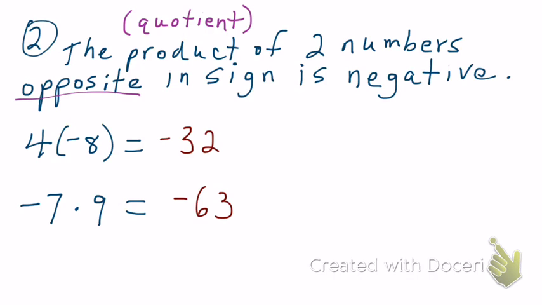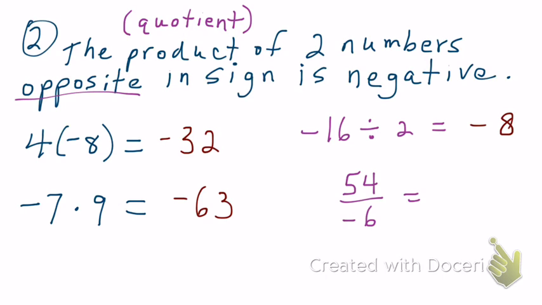Again, it's the same thing with a quotient. If we divide negative 16 divided by 2, that's going to be a negative number, so we'll get a negative 8 here. And let's do one more. Notice we can also use a fraction to indicate division. In fact, in algebra we do that a lot. So here we're going to get negative 9.